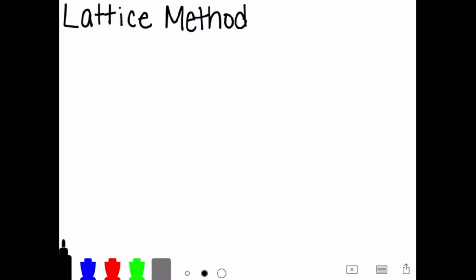The next strategy that we are going to learn how to do is called the lattice method. We are going to start the strategy with our problem, and our numbers are going to be 26 times 13.